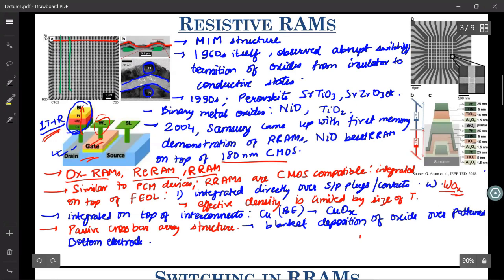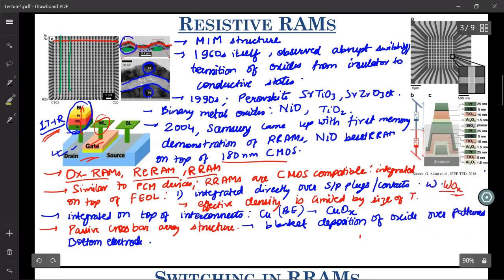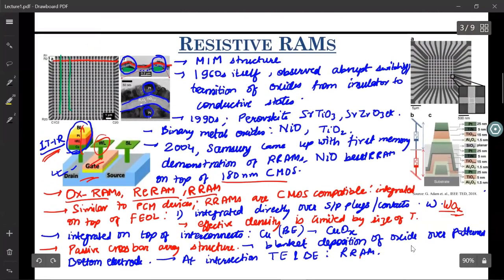So this oxide is present everywhere, right? And then there is this top electrode going in the horizontal direction. So what you observe here is that at the intersection of each of these top and bottom electrodes, you have a MIM structure and you have the RRAM. So at the intersection of top electrode and bottom electrode, you have RRAM devices. At each of these points, we have an RRAM device.